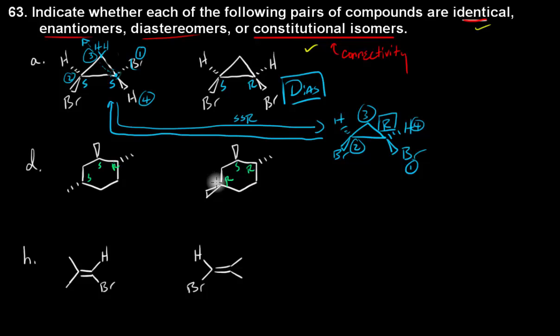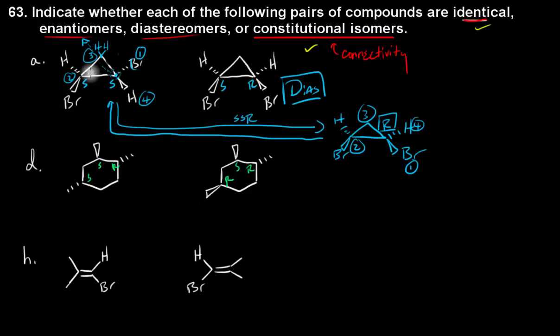So what that must mean is that we are switching only the configuration of one of the three chiral carbons. And going back to our definition of an enantiomer, if we have an enantiomer, we have a mirror image. If we have a mirror image, then we'd be switching the chiral configuration of each of the carbons.